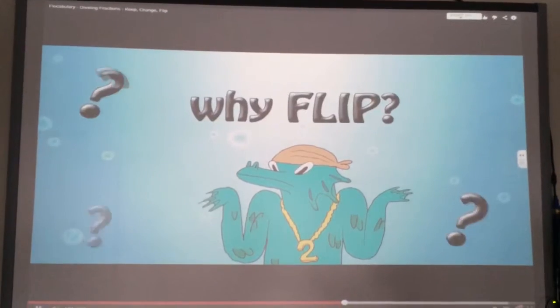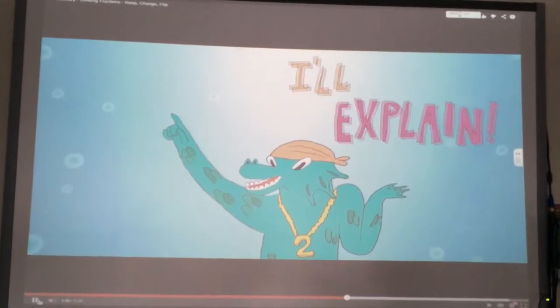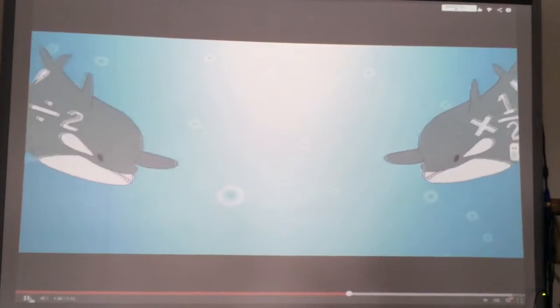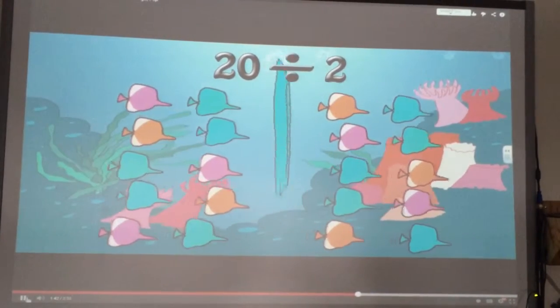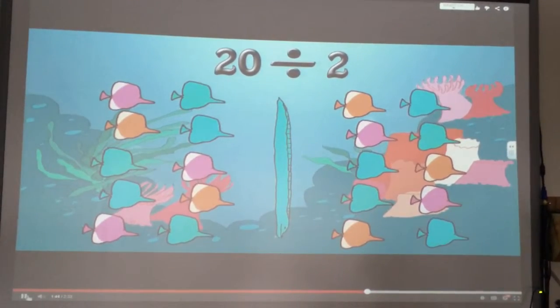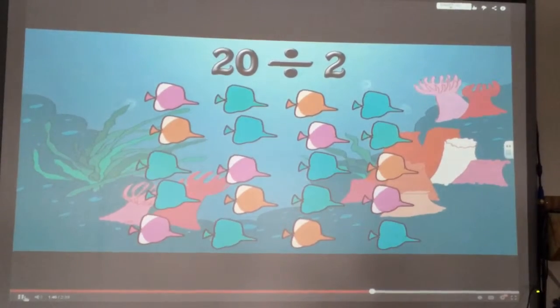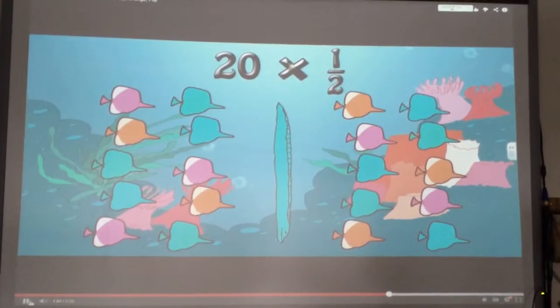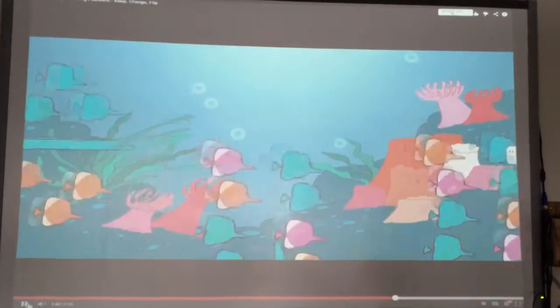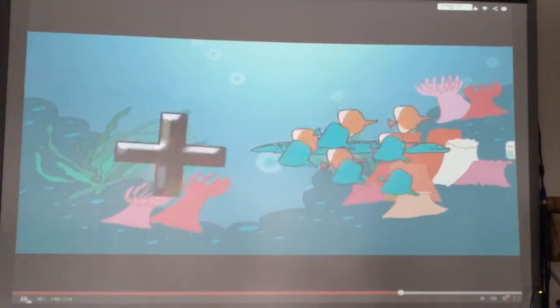Why do we flip it? I'll explain it, man. Dividing by 2 is the same as multiplying by half. 20 students in your class divided by 2 would be 10 students. All we can do, 20 students in your class times half is 10. You see, you get the same thing at the end. Dividing is multiplying by the reciprocal.